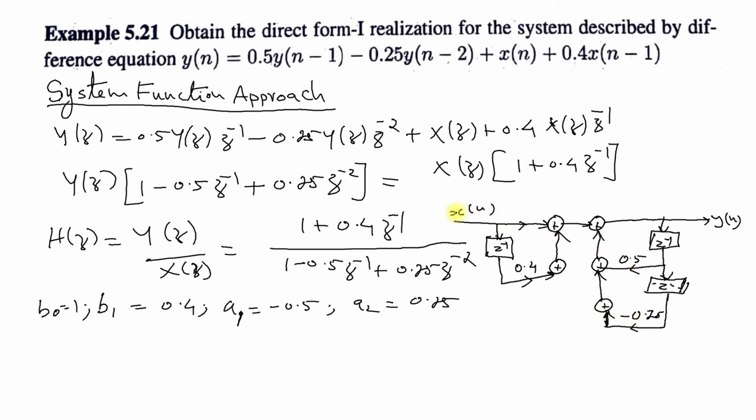Another thing you have to notice here is that the equation is something like Y(z) by X(z), but during realization we always have time sequences, that is, the input is always a time sequence and the output is always a time sequence. So instead of Y(z) or X(z), you have to put x of n and y of n, because we are realizing the structure.